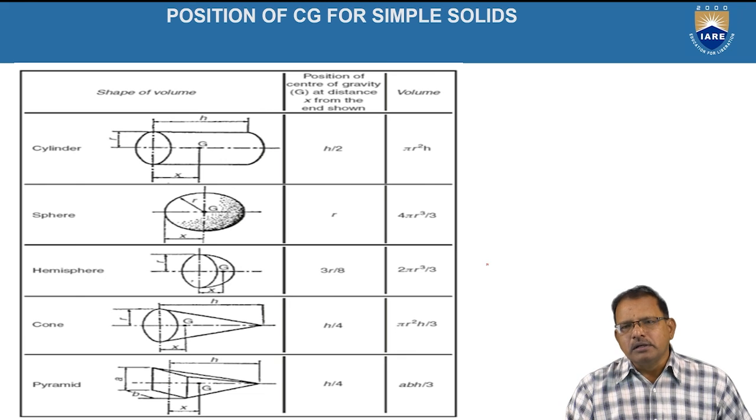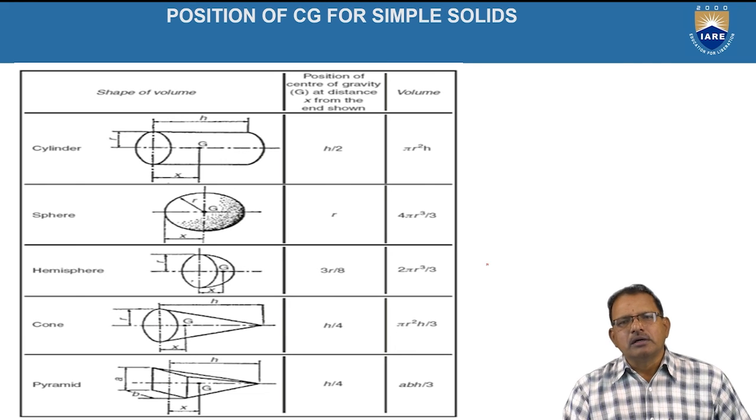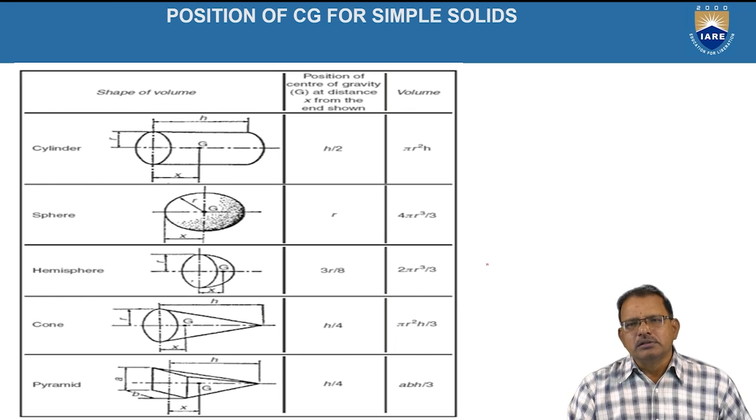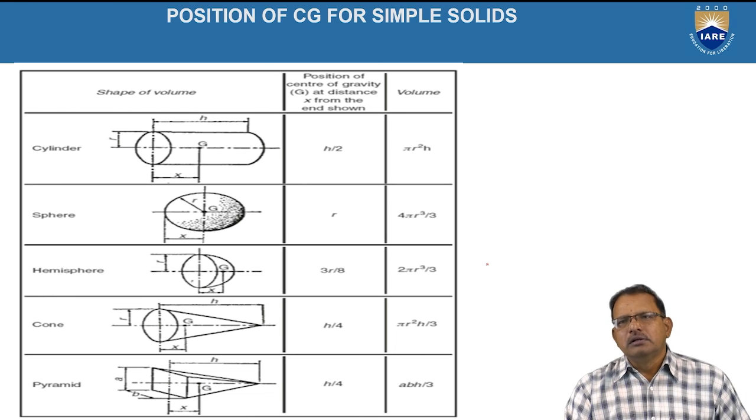Similarly, for the pyramid, which is having a cross section of breadth b and height a, if h is representing the length of the pyramid axis, now the position of the centroid is given by h by 4, similar to the cone, and the volume is given by AB, that is the area of the cross section, into h by 3.